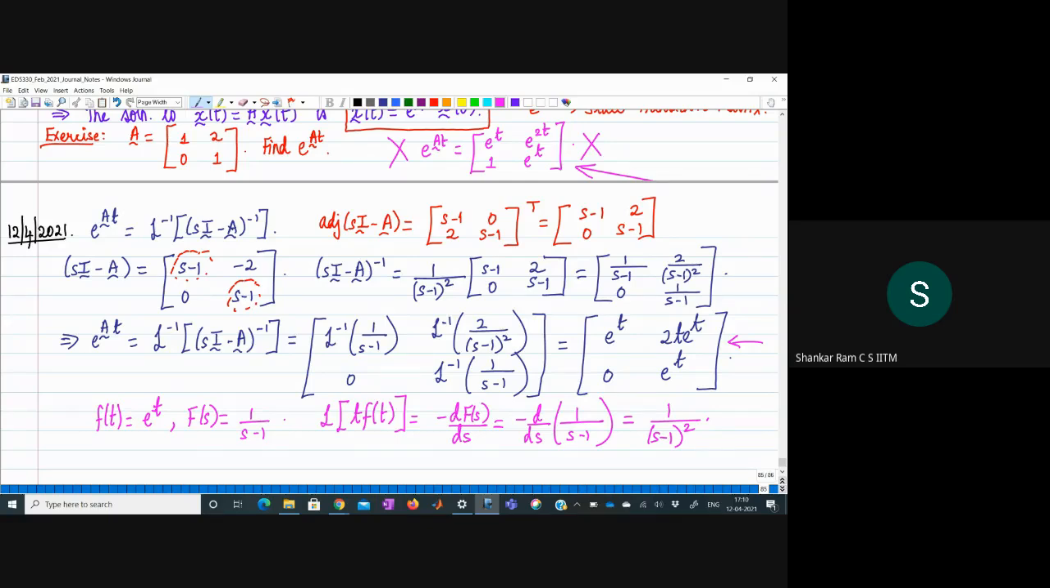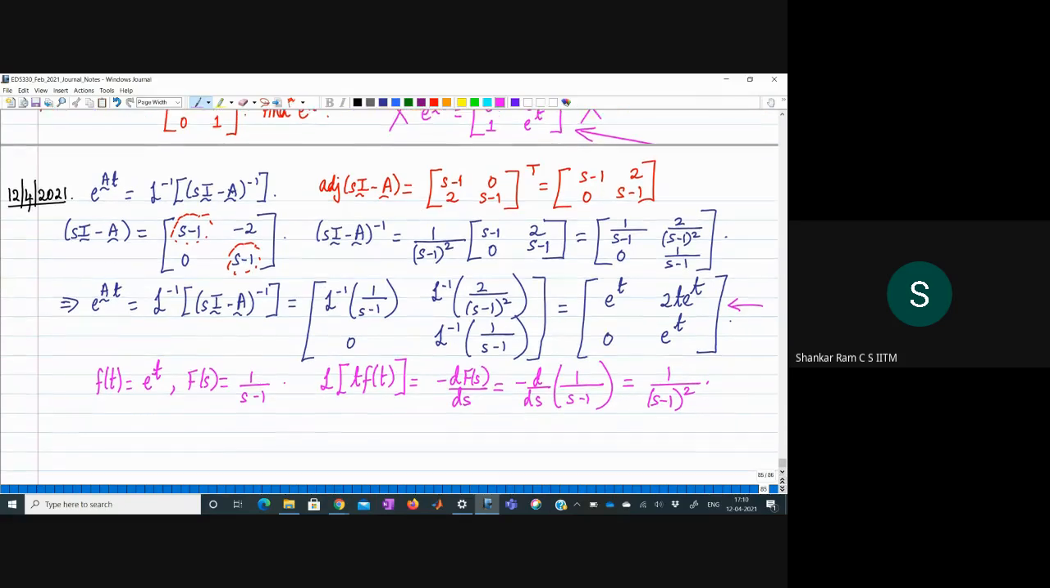So that is how we get the state transition matrix. Please note that e power At is what is called the state transition matrix. This process is very important for calculating e power At, because only if we know e power At can we find x of t by solving the state equation. All right. Please stop me whenever there are any questions. Okay, I'm just carrying on with the next example.